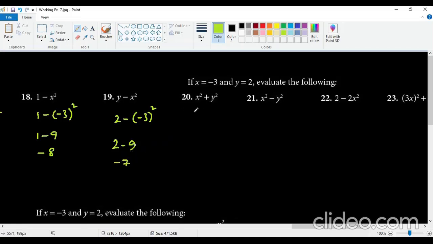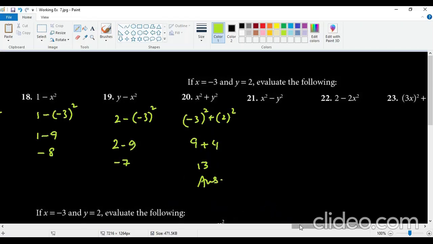x square means negative 3 square plus 2 square. That means this is going to give you a 9 plus 4. 13 is going to be your final answer.